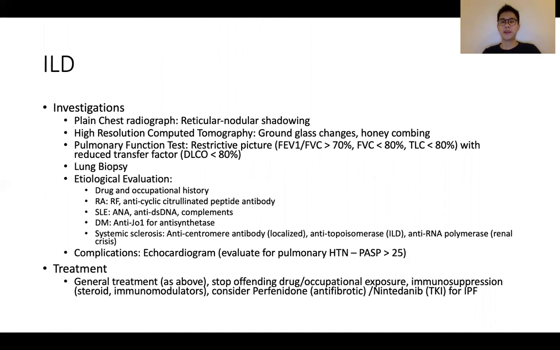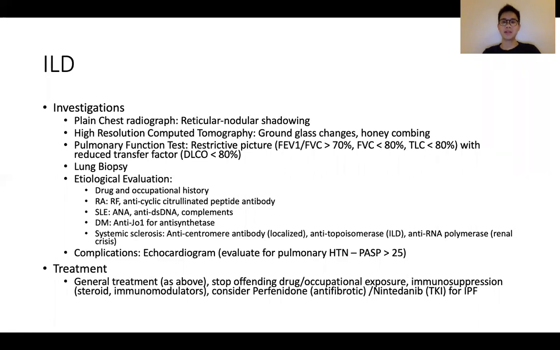HRCT, it depends on the type of ILD as described in the previous slide, but some of the features include ground glass and honeycombing that you can look out for. Generally, you get a restrictive picture. This is evidenced by a preserved FEV1 over FVC ratio with reduced FVC and TLC, and there's also reduced transfer factor when it is due to interstitial lung disease, because it is a restrictive intraparenchymal disease. So lung biopsy is sometimes indicated, and there can be further tests done for etiological evaluation.